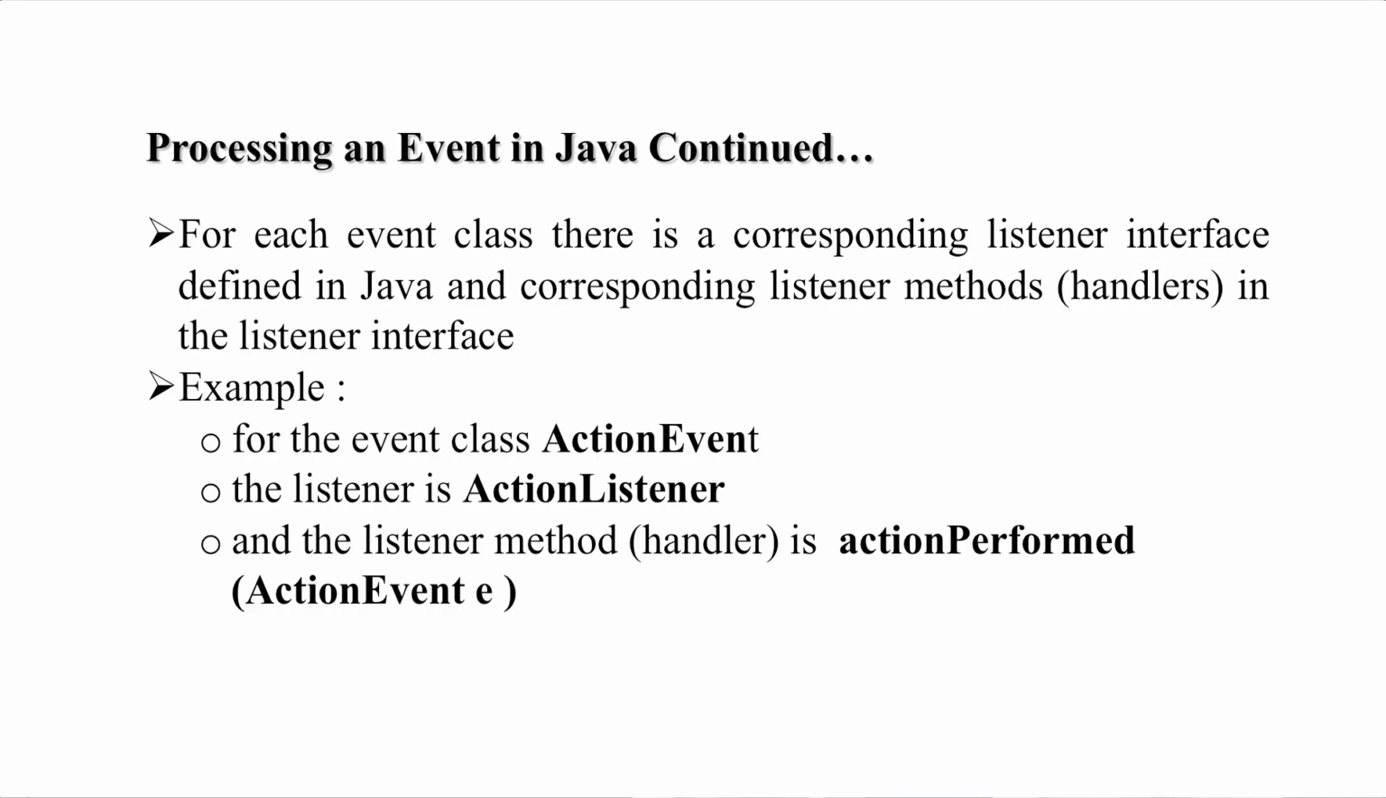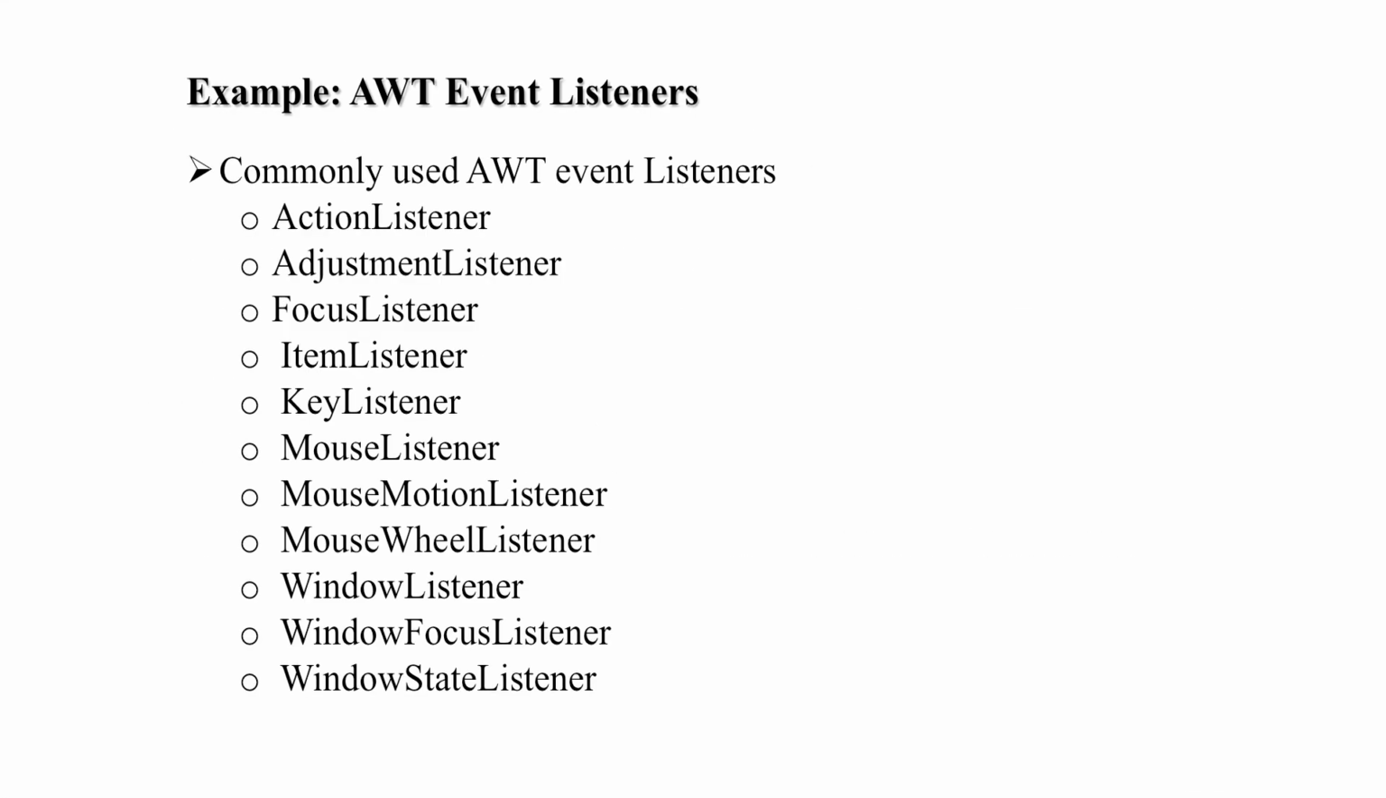Now, for each event class, there is a corresponding listener interface defined in Java, and corresponding listener methods. For the event class, we declare ActionEvent. The listener is ActionListener, and the listener method handler is actionPerformed(ActionEvent e), where e means the event. So these are the different activities for processing an event in Java. Now let's take one example.